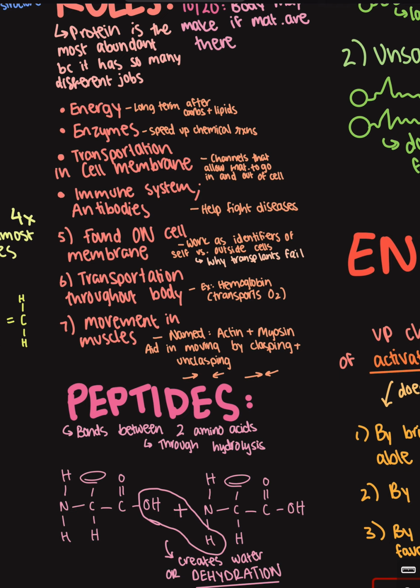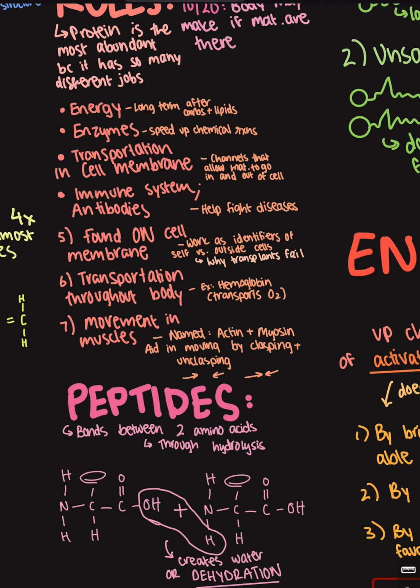Sixth one is transportation throughout the body. An example of this is hemoglobin, which is a protein that carries oxygen in our blood and throughout our whole body into all the different parts of our body. And the last role of proteins is movement in muscles.